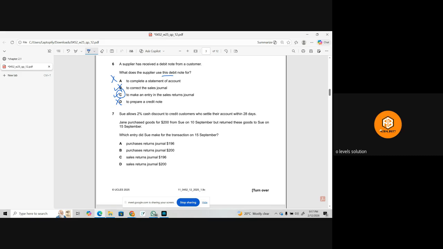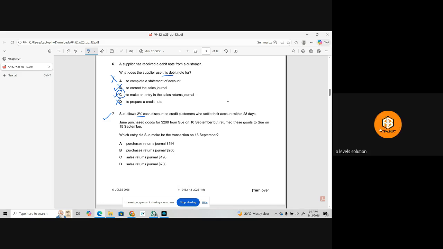Then we have question number 7. Can you just read it and then solve it? Sue allows 2% cash discount to credit customers who settle their account within 28 days. Jane purchased goods for 200 from Sue on 10 September, but returned the goods to Sue on 15 September. Which entry did Sue make for the transaction on 15 September?